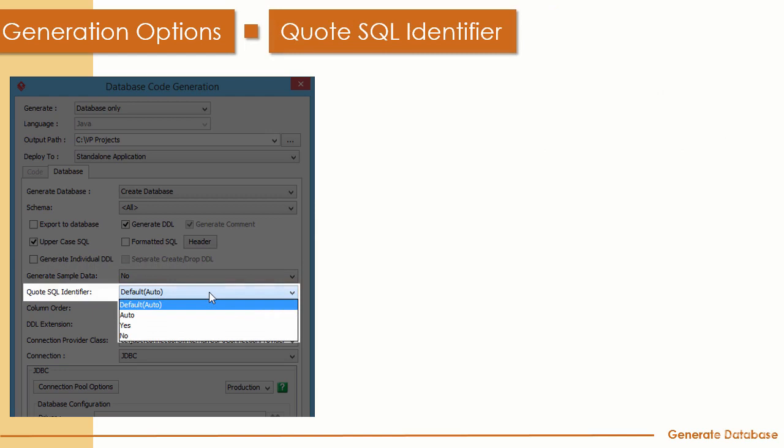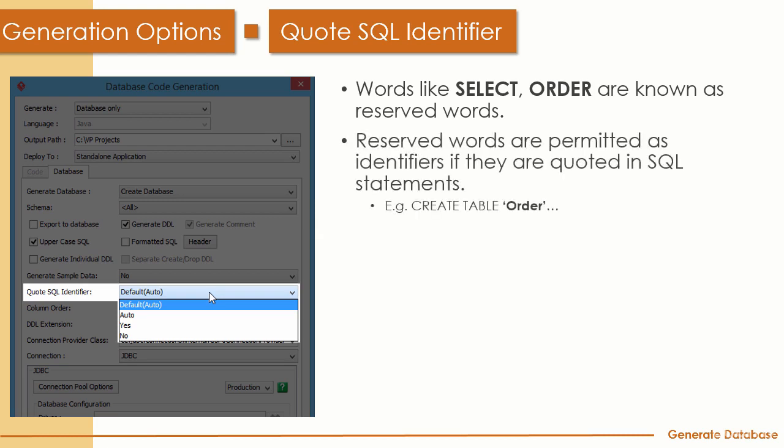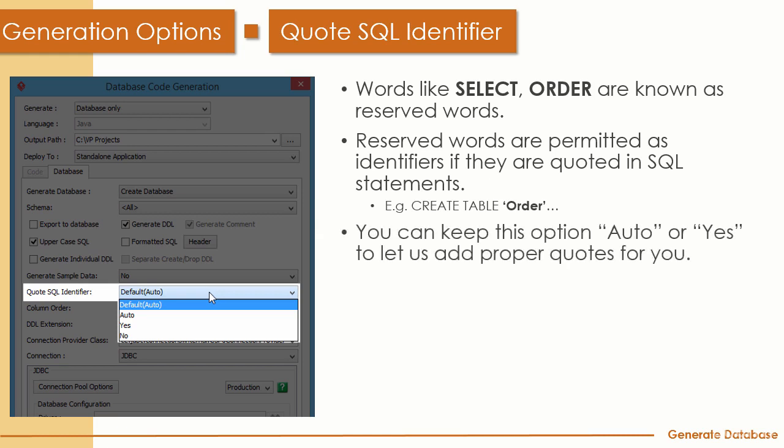Quote SQL identifier. Databases have some reserved words like select, order. These are reserved words. If you want to use a reserved word as a column name or table name, you need to quote it. Then the database engine knows you're referring to your column rather than a certain keyword of the database. So if you turn the quote on, then we'll help you to quote the identifier.